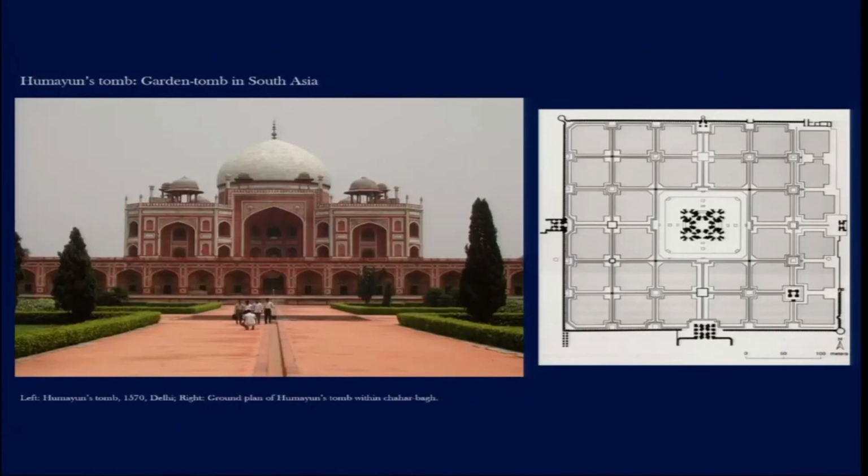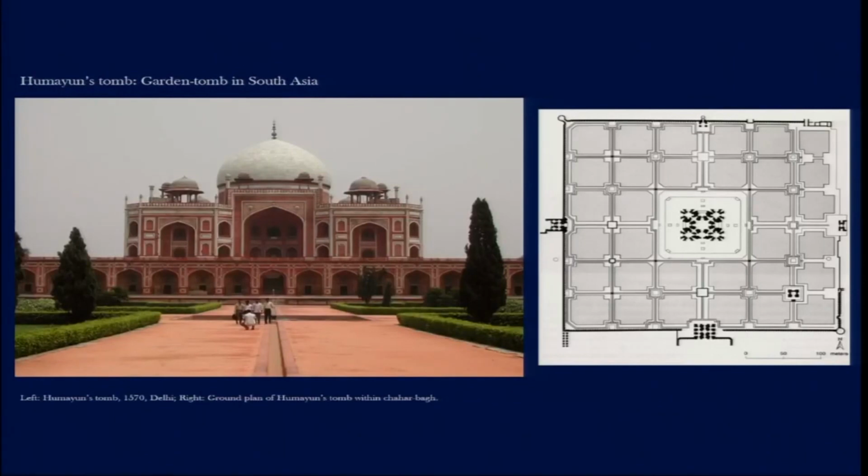Hello everyone, we are continuing our lecture on gardens, and we have been looking into the idea of the garden mostly in the context of Mughal architecture. So today we'll be getting more into the tomb garden, and that is the first garden tomb that we find in South Asia, that is Humayun's tomb.